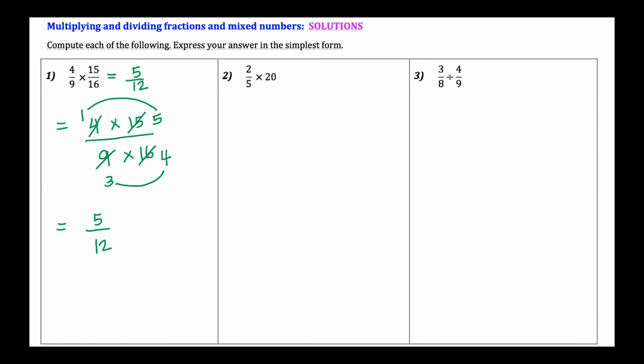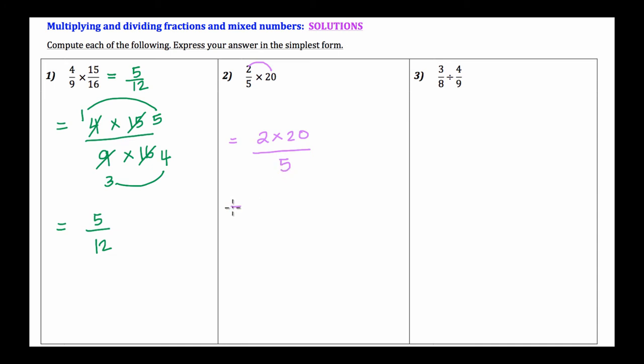Let's look at the next problem. So we have 2/5 times 20. The way you multiply a fraction and a whole number is by multiplying the numerator and the whole number. So you have 2 times 20 and you leave the denominator the same.